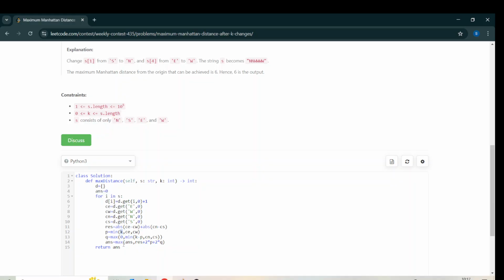I hope you are getting it. So when we are changing east to west, we are generating plus 2, and similarly when we are changing north to south, we are generating plus 2. I hope you get it. The problem is quite straightforward, just observations are required.